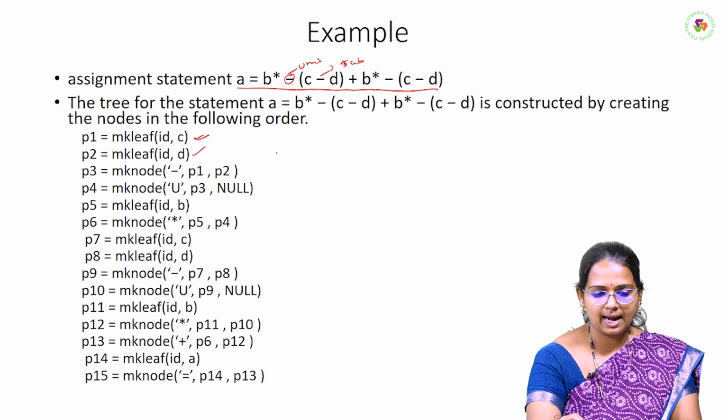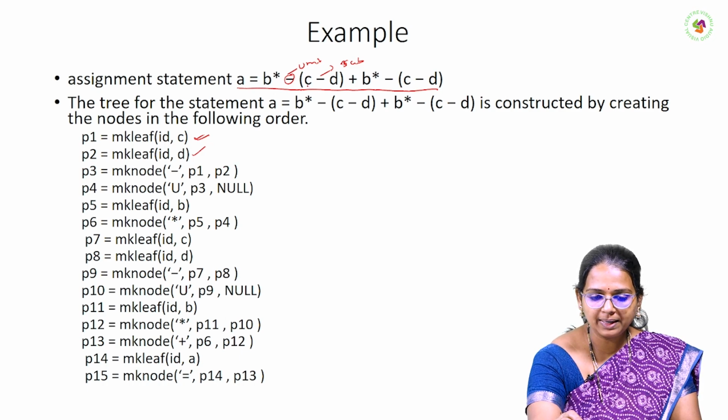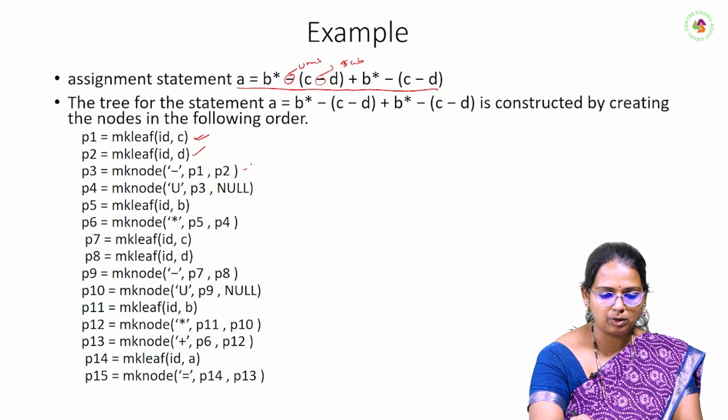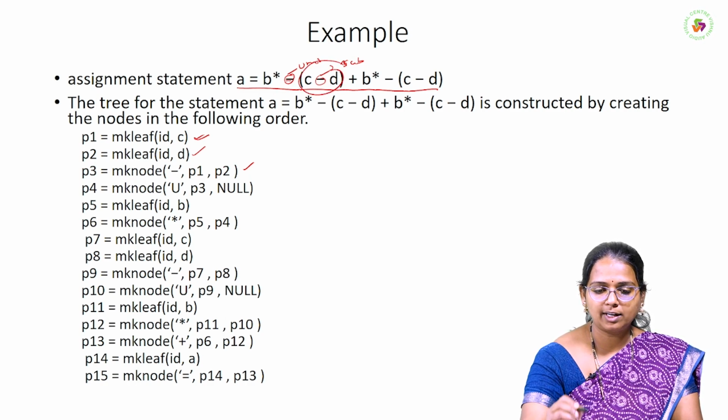Make a leaf for ID D. Now, in between C and D, what is there? Minus. So, we should make a node with an operator minus for P1 and P2. Therefore, make a node minus P1 and P2. Now, for this, you need to calculate unary minus.